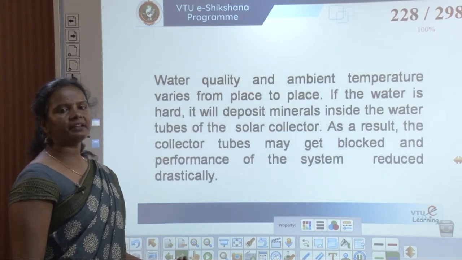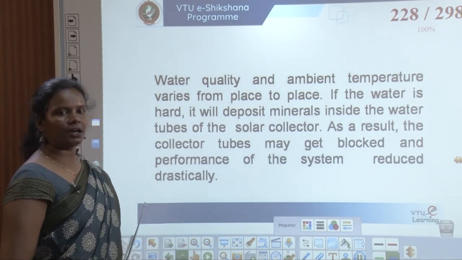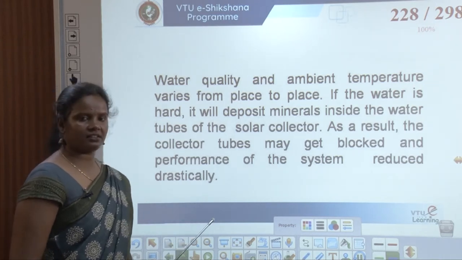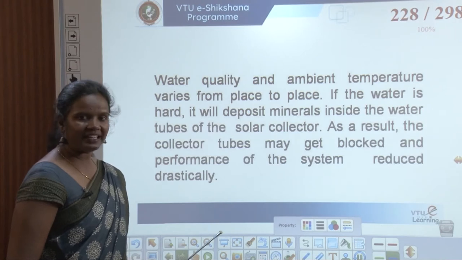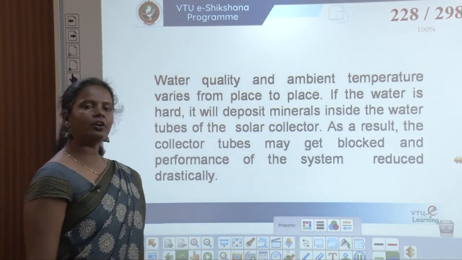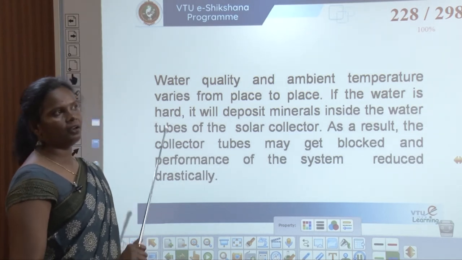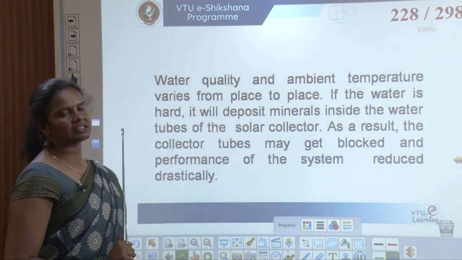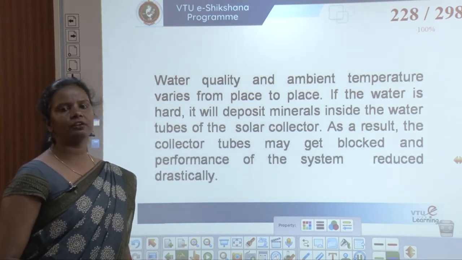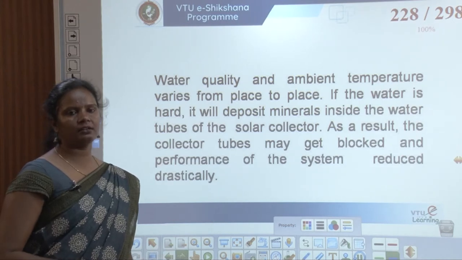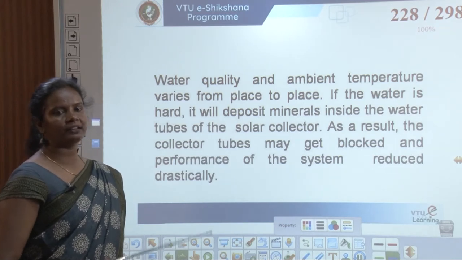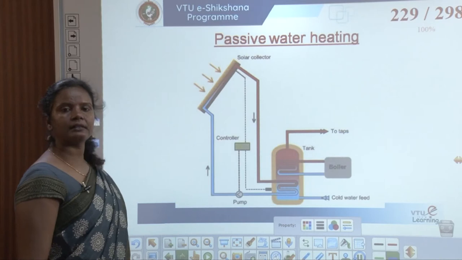Water quality and ambient temperature vary from place to place. If the water is hard, it will deposit minerals inside the water tubes of the collector. As a result, the collector tubes may get blocked and the performance of the system reduces directly. So this is one common issue which we have. Due to the water quality, minerals can get deposited or silted in the solar collector tubes, because even while it is passing through, there is a tendency of collecting silt. That can block the tubes, and that can be avoided by using this.